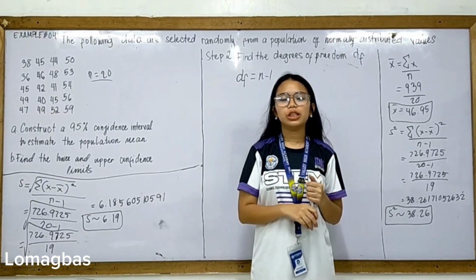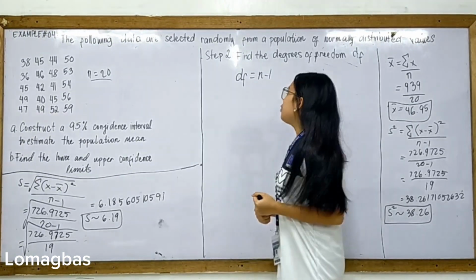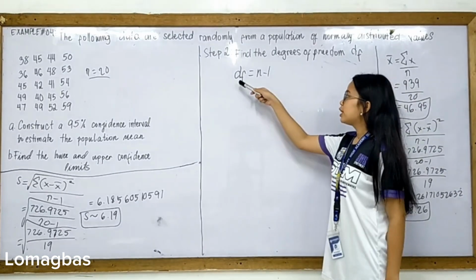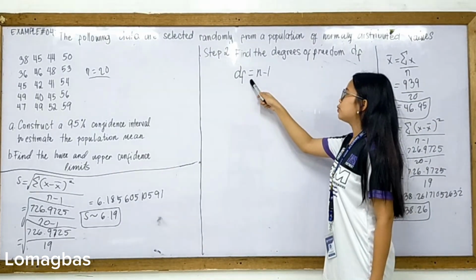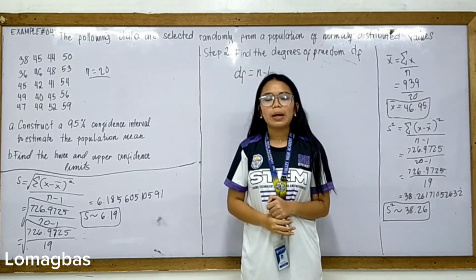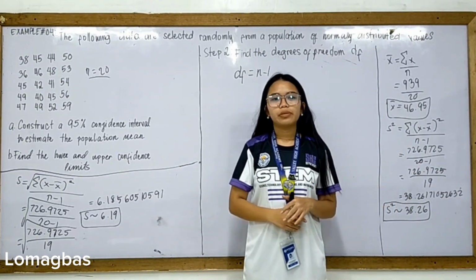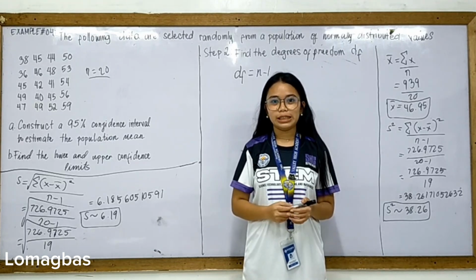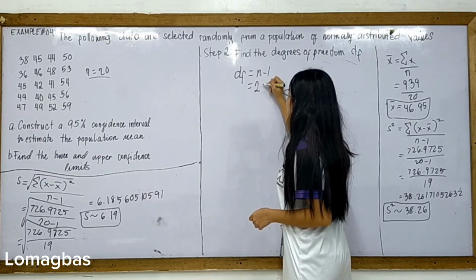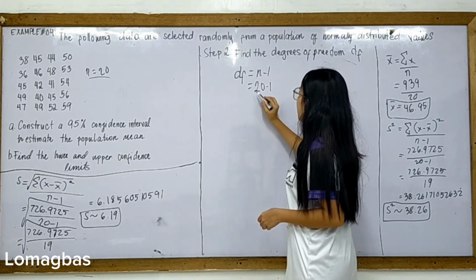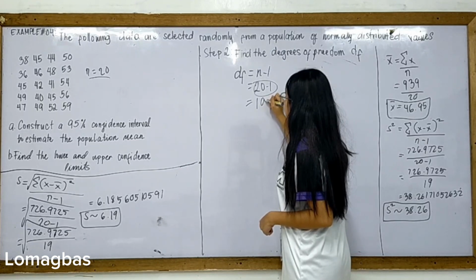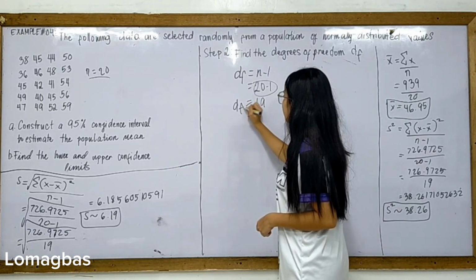Now let us continue. Find the degrees of freedom. So our formula is degrees of freedom equals sample size minus 1. So going back to our table, our observations total 20. So it is 20 minus 1. And then we're going to solve this. So it will be 19. So our DF is 19.